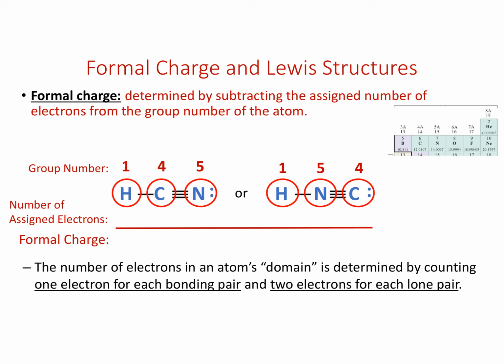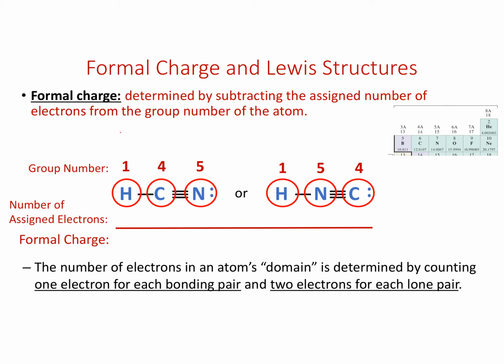And to determine formal charge, it's simply done by subtracting the number of assigned electrons from the group number of the atom in question. And so if we take a look, hydrogen is group 1 on the periodic table. So hydrogen wants 1 electron assigned to it. And I know this is a little bit different than how we were counting electrons toward the octet, but I'll break down how we assign electrons and how we count those assigned electrons.